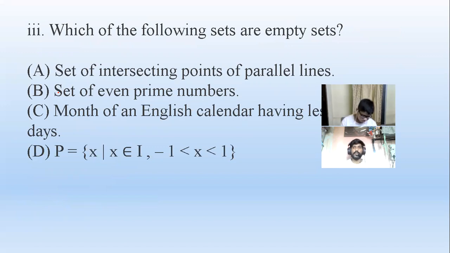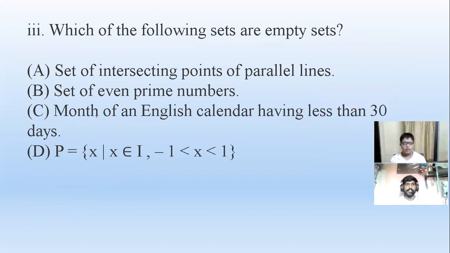Done, sir. Okay. Which of the following sets are empty? First is the set of intersecting points of parallel lines. Second is the set of even prime numbers. This you already know, that is two. Third, months of an English calendar with less than 30 days. February. So this is also not empty. And last is P, the set of X such that X belongs to I and X is between -1 and 1.